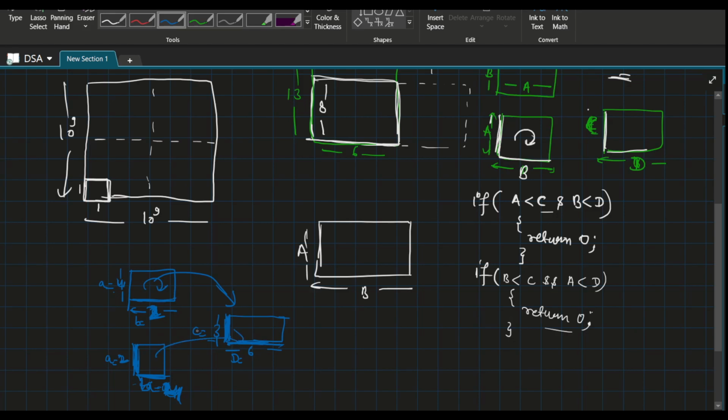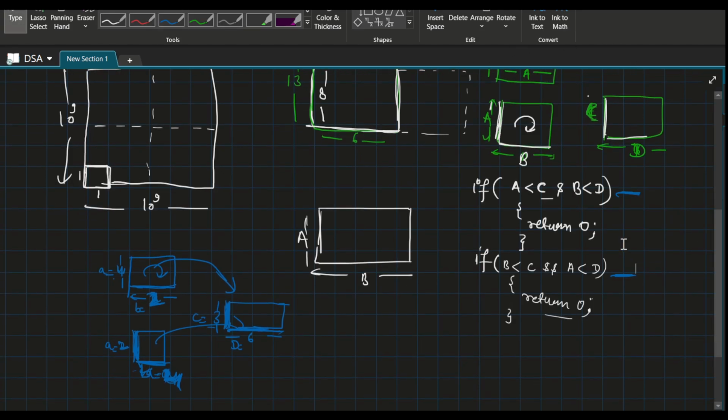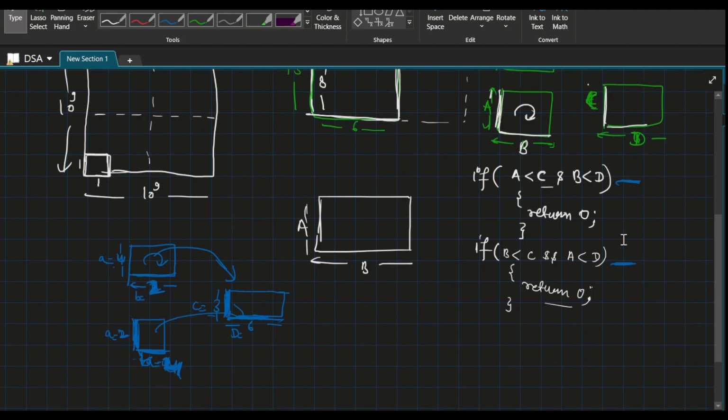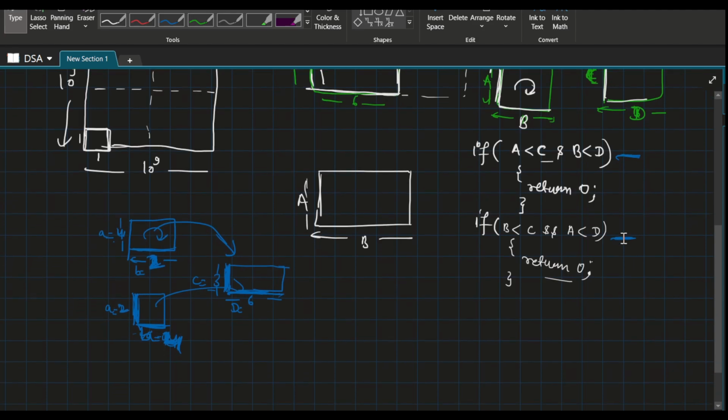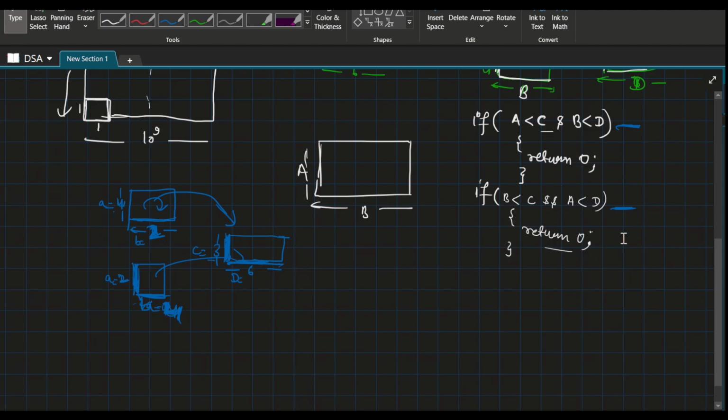So we have checked both conditions. One is without turning the carpet, as it is given, and in the second case we turn our carpet by 90 degrees and then again check the condition. If both or any of the conditions is satisfied, then we can simply say that we do not need any move to put our carpet. Okay, we can simply return 0.